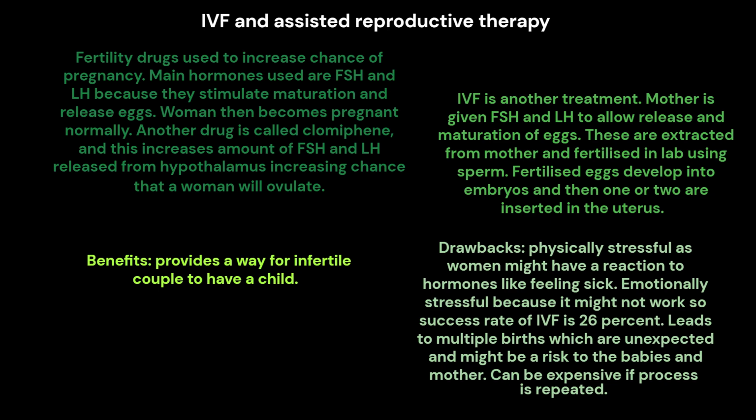The mother is given FSH and LH to allow release and maturation of eggs. These are extracted from the mother and fertilized in a lab using sperm. Fertilized eggs develop into embryos, and then 1 or 2 are inserted in the uterus. Benefits: it provides a way for an infertile couple to have a child.